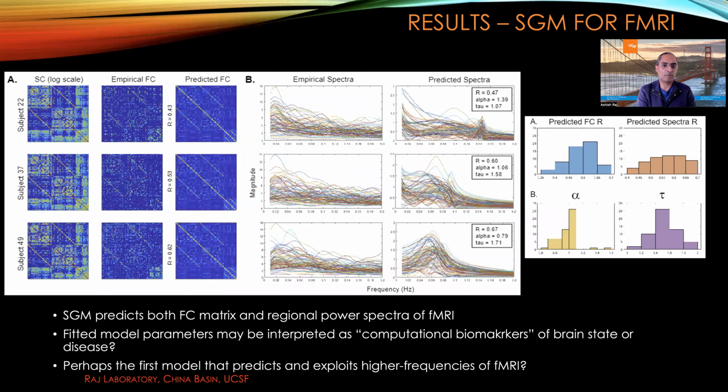Some very simple, very preliminary results that I want to showcase here. This is work in progress, but we already find that this spectrally resolved spectral graph model is able to produce the kinds of high bandwidth fMRI response going from 0 to 0.2 hertz, as well as the functional connectivity that we typically obtain.